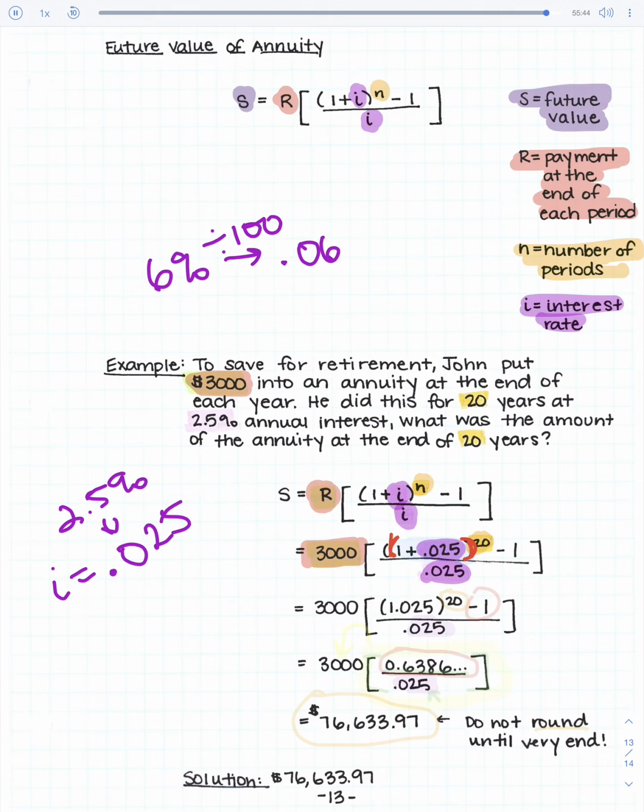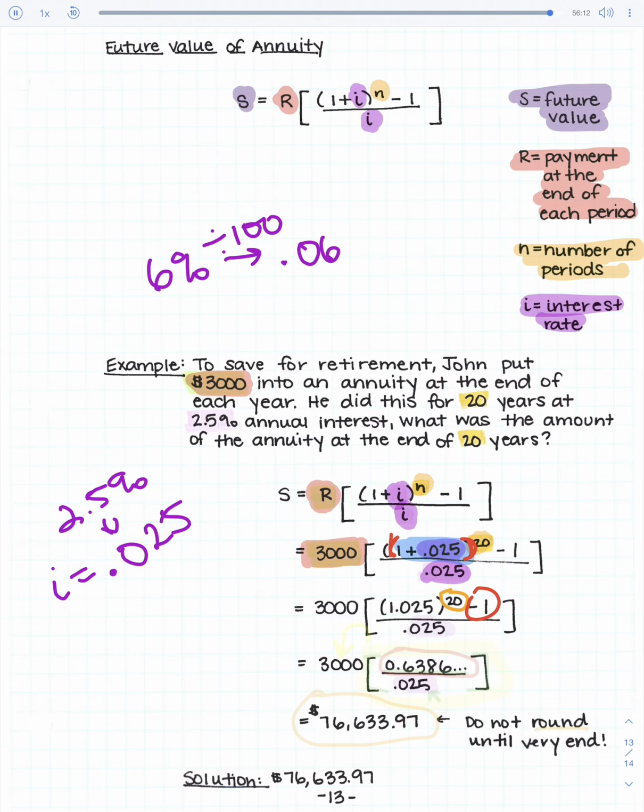Now, how do you do this? You just have to be careful that you follow your order of operations. Your order of operations, no matter what, is going to tell you to do what's inside your parentheses first, which is that 1 plus 0.025, which gives you 1.025. Then you have to do your exponents, which means raise it to the 20th. Then you can subtract 1.